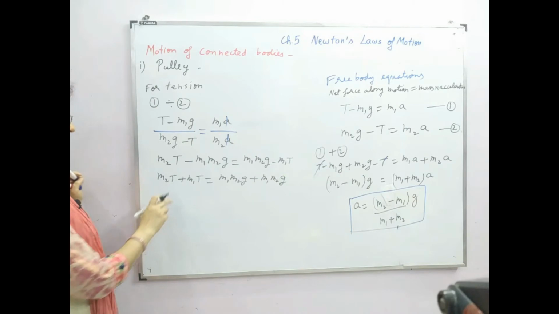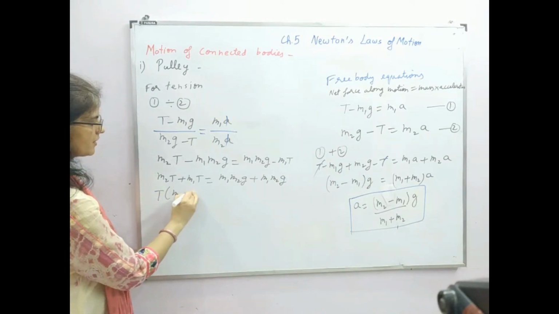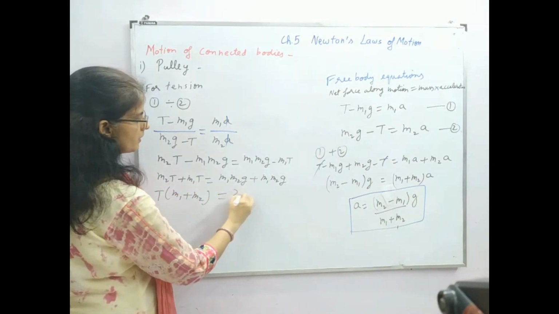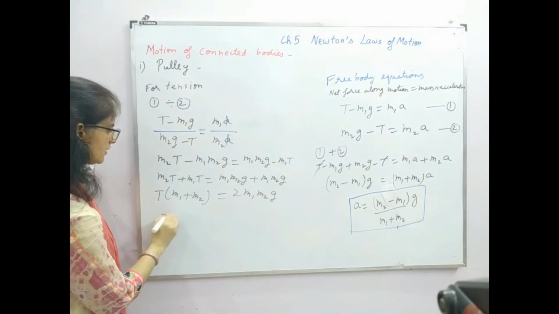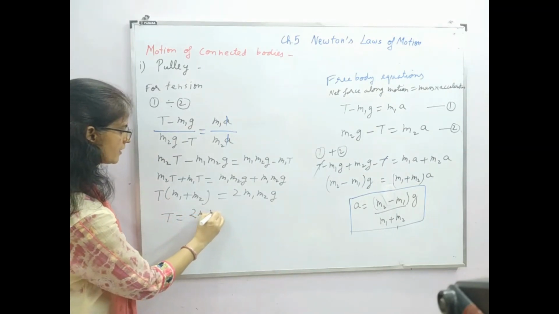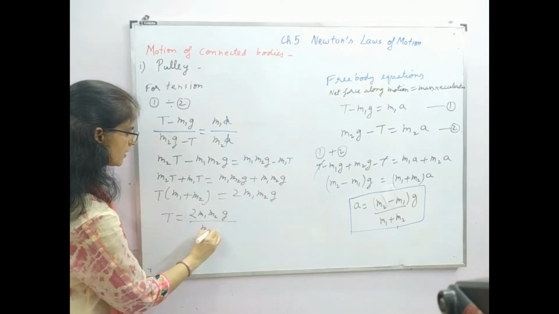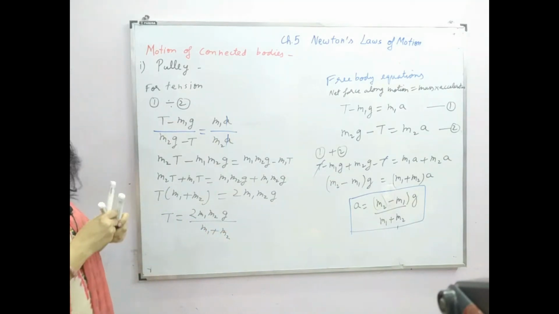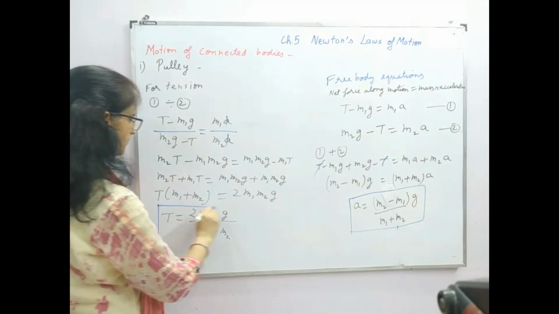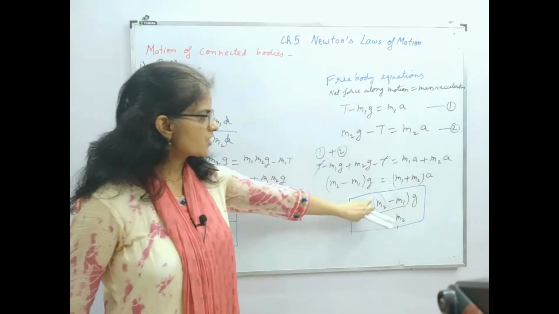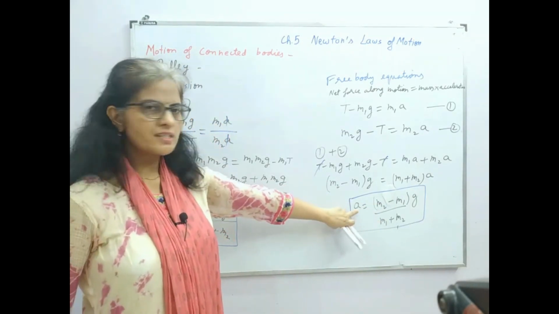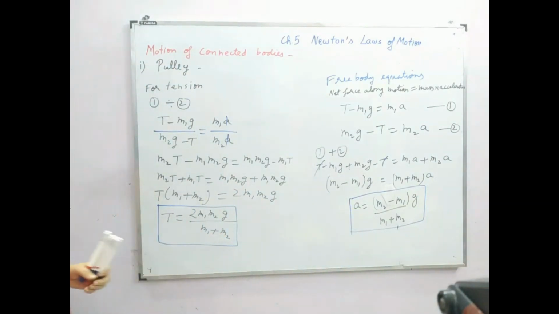Let's solve it. Take T common. This is m1 plus m2 and this will be 2m1 m2g. So the tension is given by 2m1 m2g upon m1 plus m2. So this is the formula for the tension. You can get direct questions based on the formula. If you are given two masses, suppose 3 kg and 2 kg, what will be the acceleration? You can easily find the acceleration using this concept. You can easily find the tension using this concept.